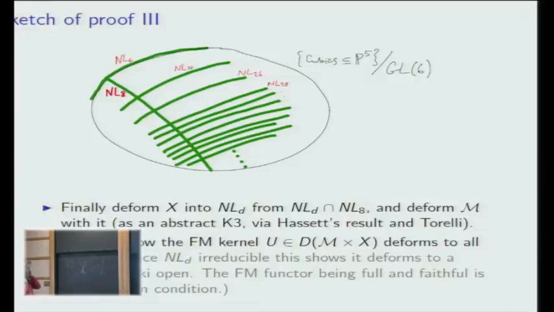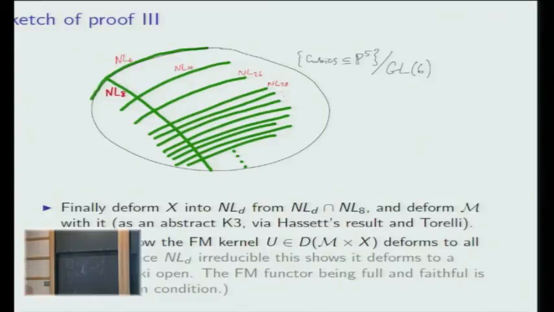and as we deform, we can deform the K3 along, and what we need to show is we can deform this equivalence along. We can deform the Fourier-Mukai kernel. And that'll prove everything, because these NLDs are all irreducible. So if it deforms to all orders, then it deforms to a Zariski open. And once the kernel deforms, the fact that the kernel defines a fully faithful embedding is also an open condition, a Zariski open condition.